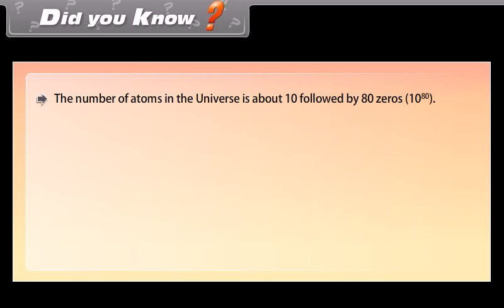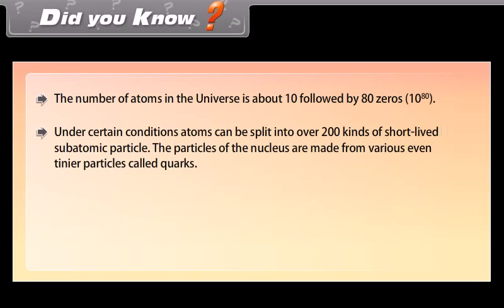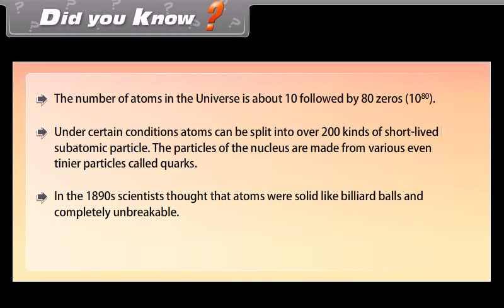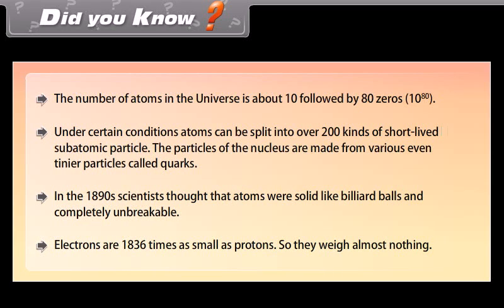Did you know? The number of atoms in the universe is about 10 followed by 80 zeros. Under certain conditions, atoms can be split into over 200 kinds of short-lived subatomic particles. The particles of the nucleus are made from various even tinier particles called quarks. In the 1890s, scientists thought that atoms were solid like billiard balls and completely unbreakable. Electrons are 1,836 times as small as protons, so they weigh almost nothing.